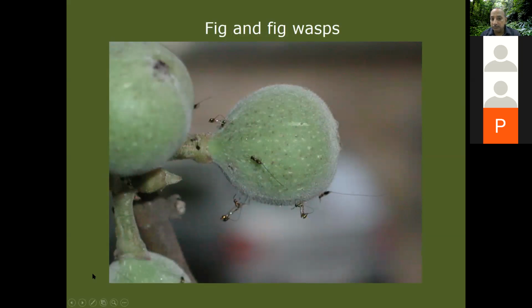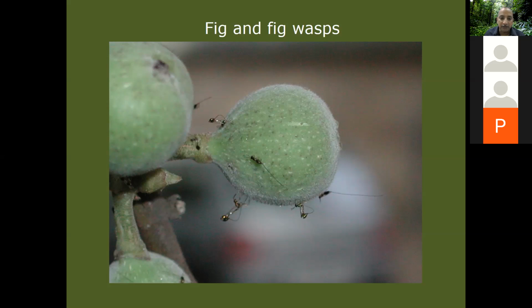Sir, one question. So you are saying pollination, right? So the flower to fruit. That is what basically pollination means, right? Yes. Pollination is the mechanism.